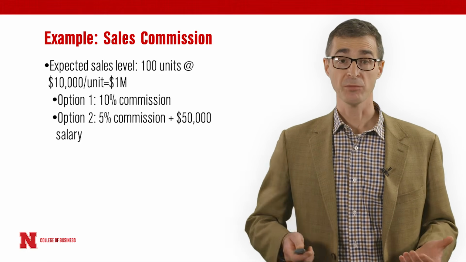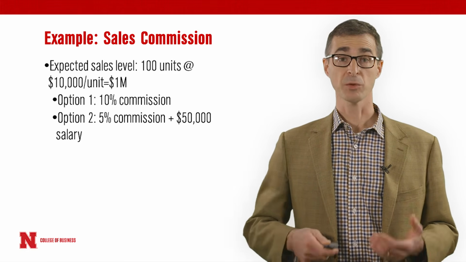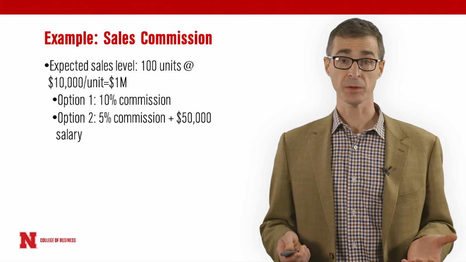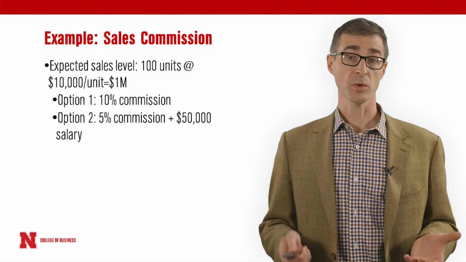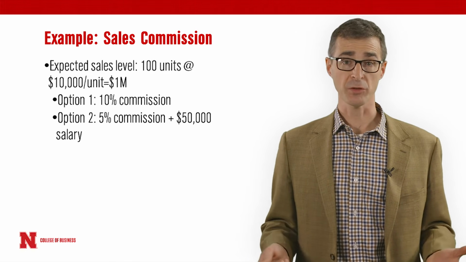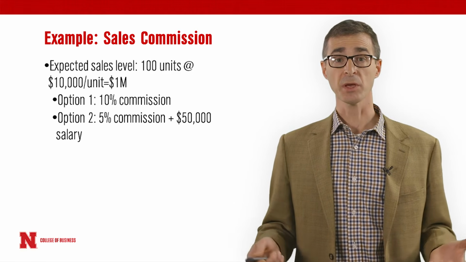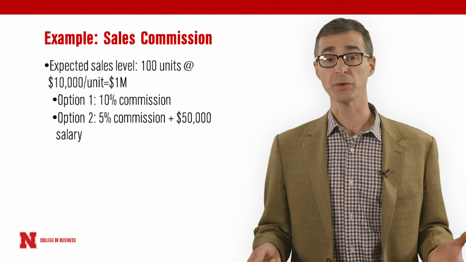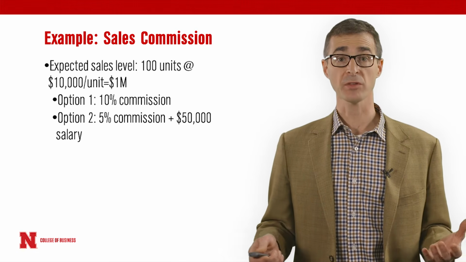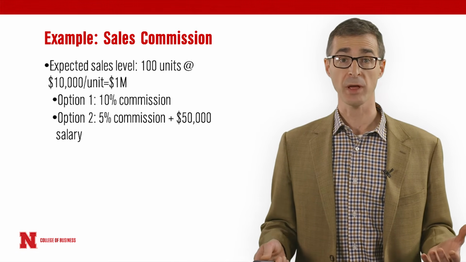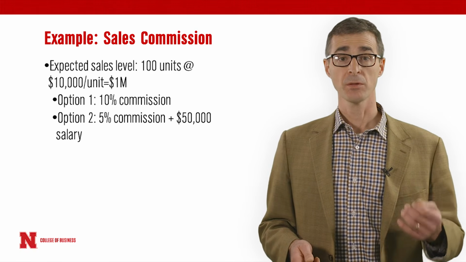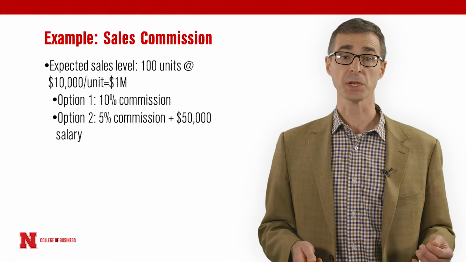Yet another example of marginal costs and marginal benefits would be incentives and sales commissions. Consider a salesperson selling items with a price tag of $10,000 a piece. And on average, salespeople in this particular industry can be expected to sell about 100 units per year. 100 units at $10,000 a piece generates about $1 million in annual revenue. Let's consider two options or commission structures. First option is a straight 10% commission.